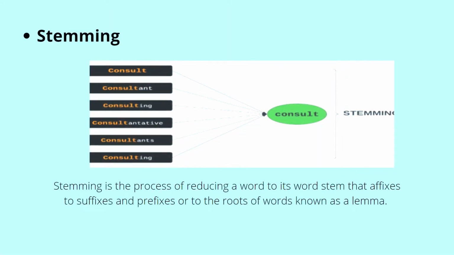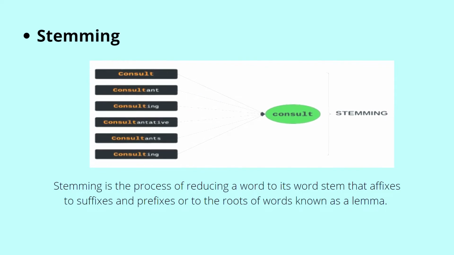After tokenization, the main process which comes into act is stemming. Stemming, after collecting the tokenized data, will give a root word that is connected to the tokenized form of data. For example, if we have a set of words like consult, consultant, consulting, consultative, consultants, and consulting, then all those words will be converted into their root word or the stem word, which we call consult, as all the other words are derived from consult.